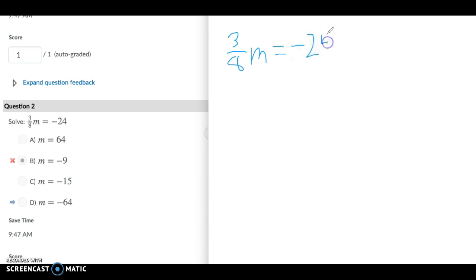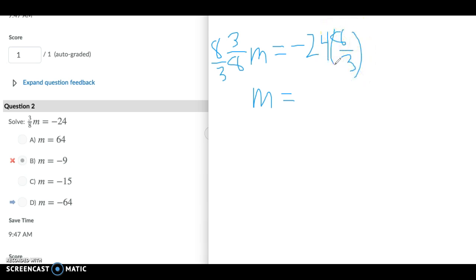In order to clear this fraction, I need to multiply it by 8/3, because 8 times 3 is 24, 3 times 8 is 24. So that'll just give me m. But if I multiplied this side by 8/3, I need to also multiply this side by 8/3.